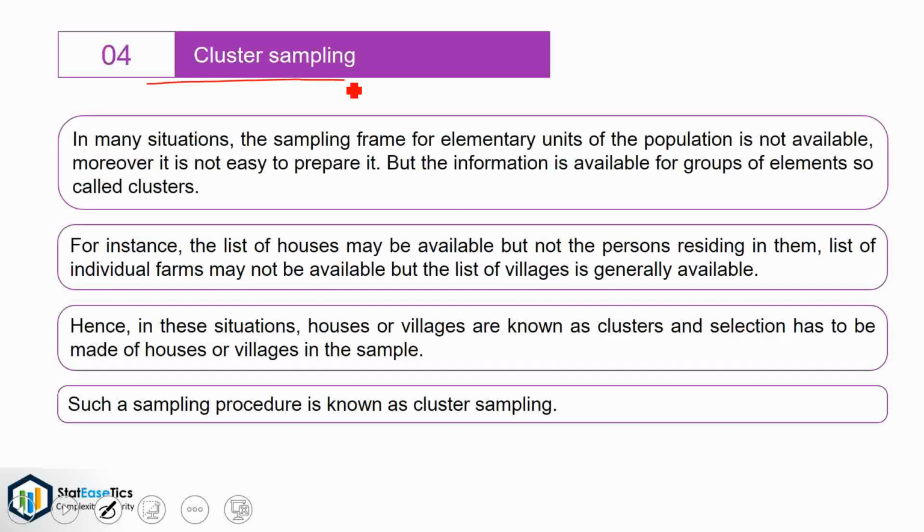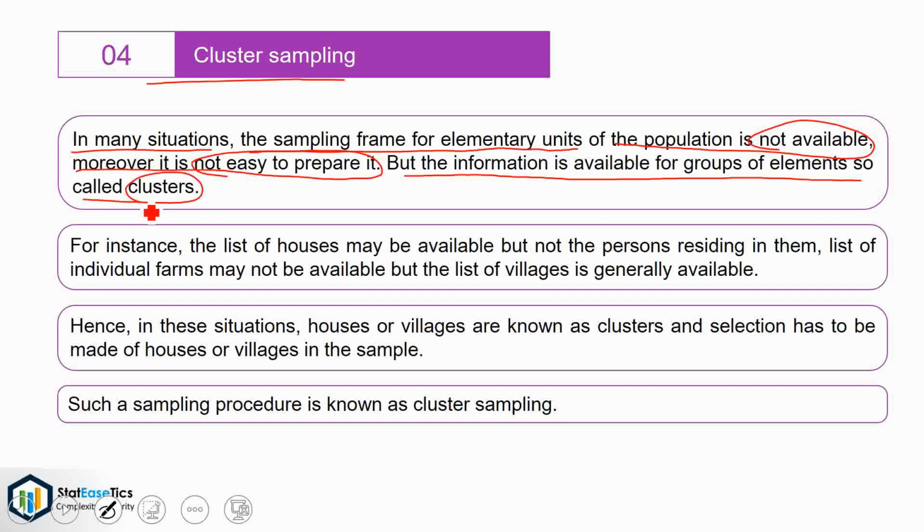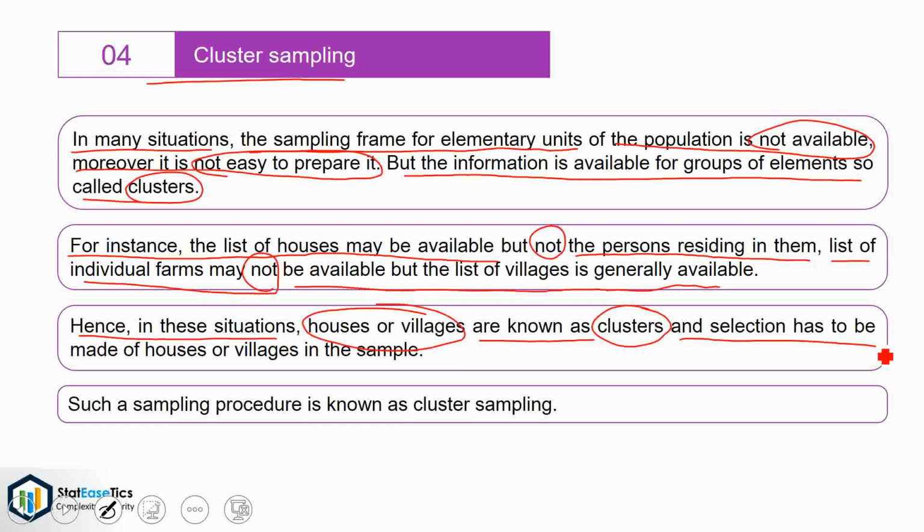Cluster sampling. In many situations, the sampling frame for elementary units of the population is not available. Moreover, it is not easy to prepare it. But the information is available for groups of elements, so-called clusters. For instance, the list of houses may be available, but not the persons residing in them. Or the list of individual farms may not be available, but the list of villages is generally available. Hence, in these situations, houses or villages are known as clusters, and selection has to be made of houses or villages in the sample. Such a sampling procedure is known as cluster sampling.